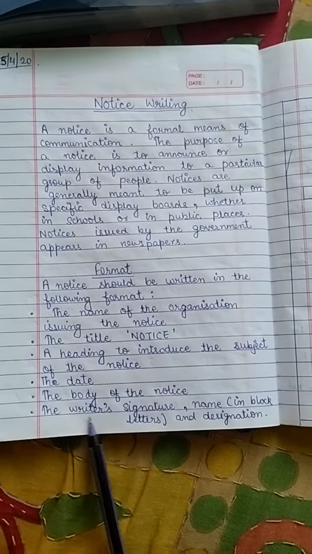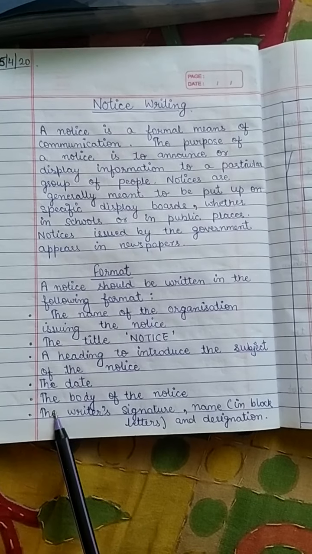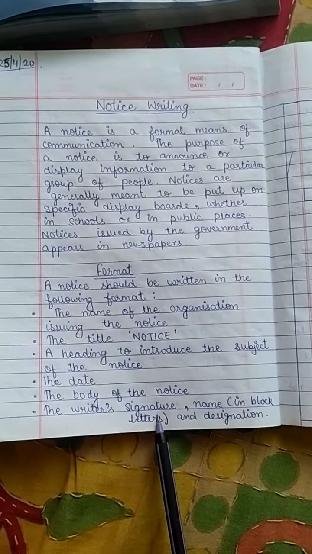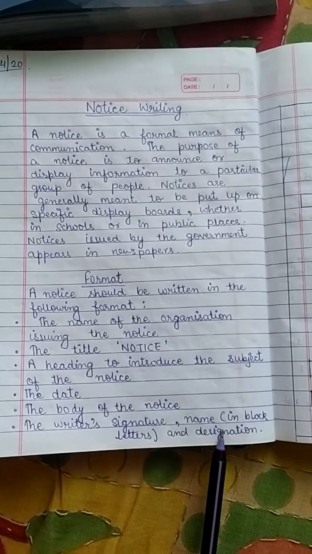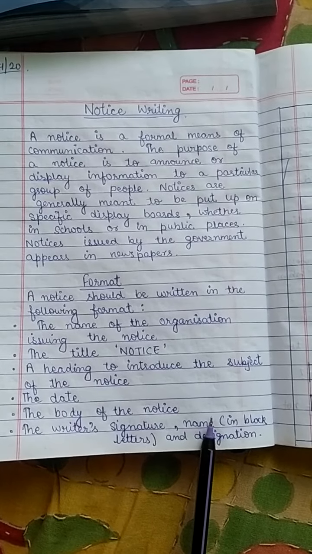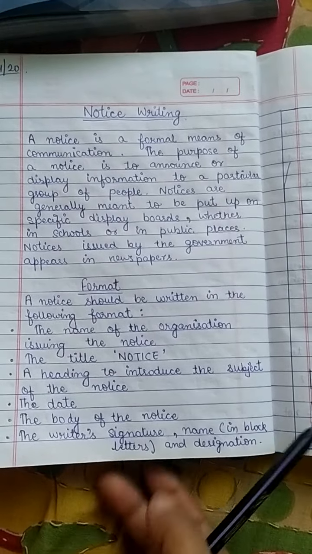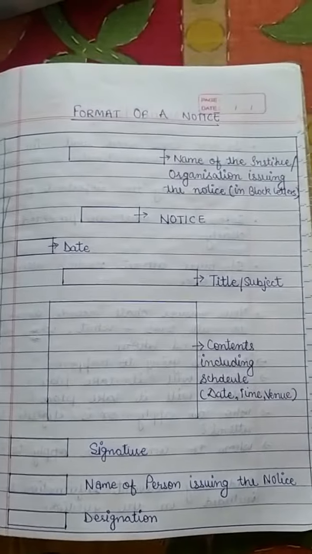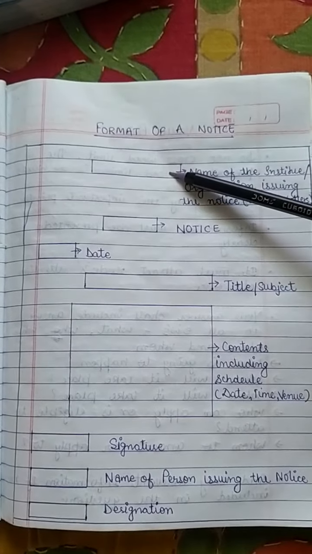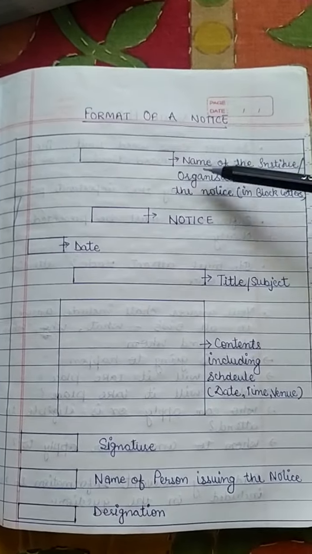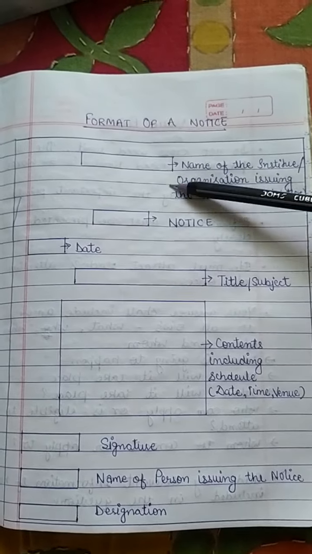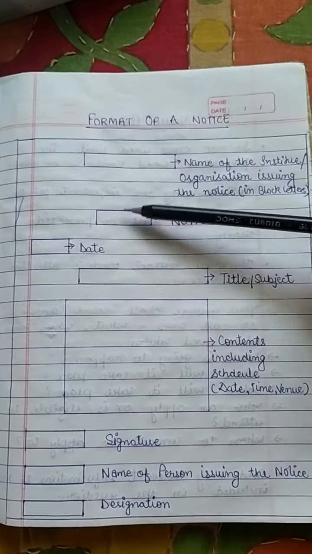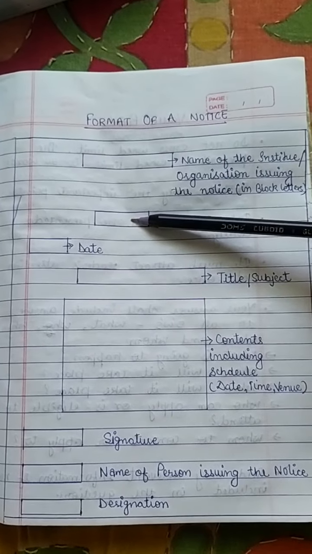Now at the last you have to write down the writer's signature, name, and the name should be in block letters, and also the designation of the person who is writing that notice. Now let us see the format again. Now this is the format. Here on the top we are going to write down the name of the institute, the name of the organization which is issuing the notice, and it should be in block letters only. Then after that we will write down the notice in block letters.